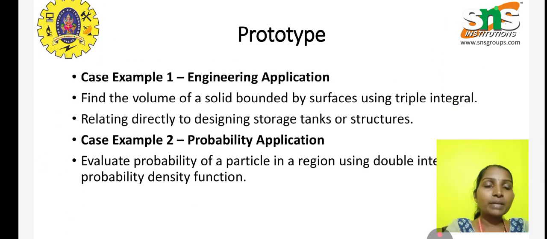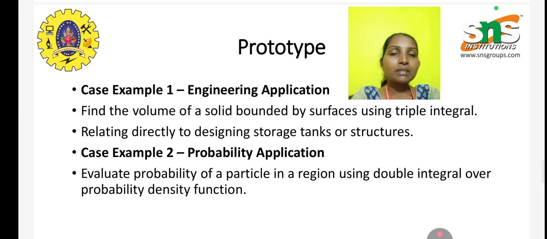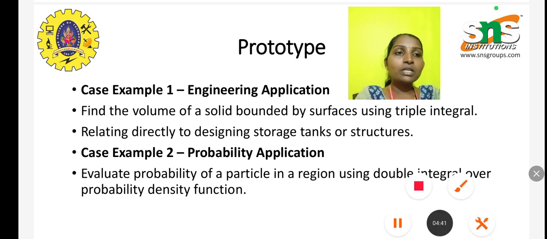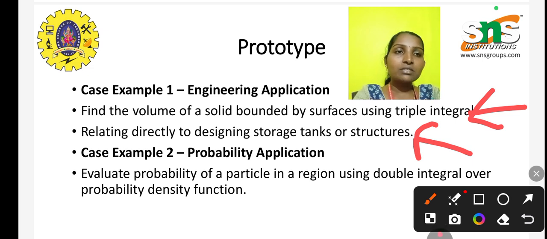Now what is the prototype? The prototype is nothing but, in case 1, we can use an engineering application. In case 2, we can apply a probability application. In case 1, engineering application, finding the volume of a solid bounded by surfaces using triple integral can be done, relating directly to designing storage tanks or structures. What can we do after finding the volume of a solid? We can use it for building a storage tank or storage tank like structures.